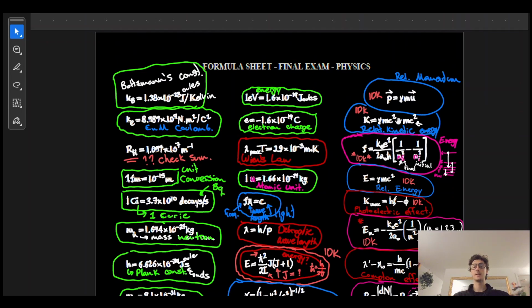That gives you this over here, relativistic energy. And here you get relativistic kinetic energy, which is the relativistic energy, gamma mc squared, which is given to you here, minus the rest energy, which is mc squared.